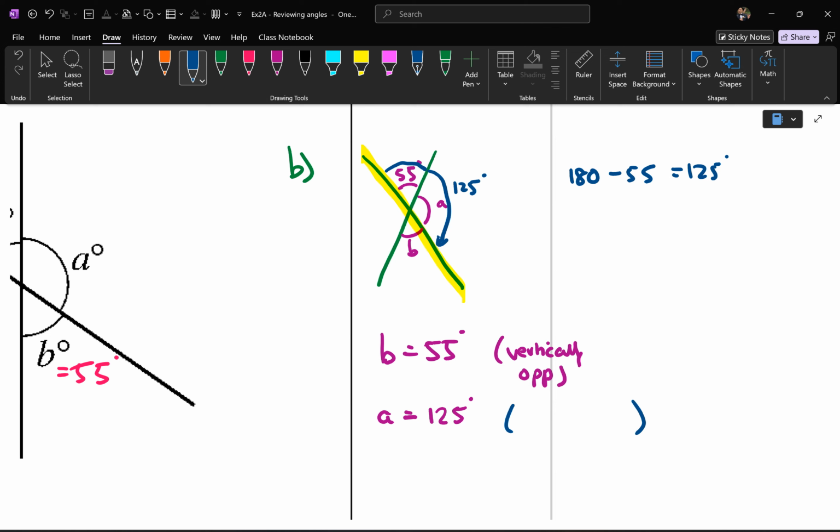There's two possible answers you can write here. What's the reasoning? To remind yourself. You could write 180 minus 55 because it's straight angle. So you can write because it's straight. Or what's another one? Supplementary. Very good. So you know it has to add up to 180. So either straight or supplementary. This is what I'm looking for.